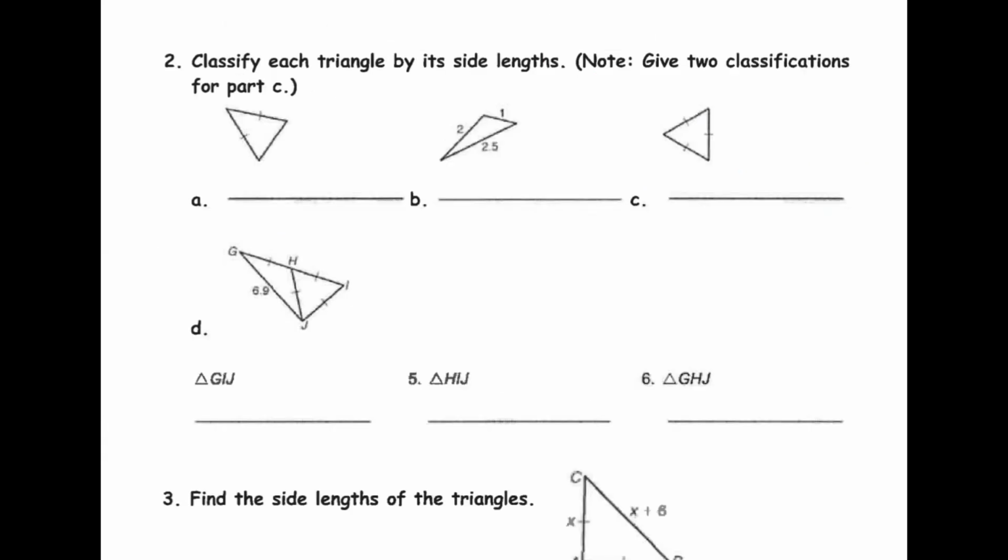All right, we're going to do the same thing, only now we're classifying it by its side lengths. So once again, see if you can do it all on your own. Pause the video and come back. So part A is going to be an isosceles triangle. And we know that's because we have two sides congruent due to our tick marks here. Part B is going to be scalene. We have no sides congruent.